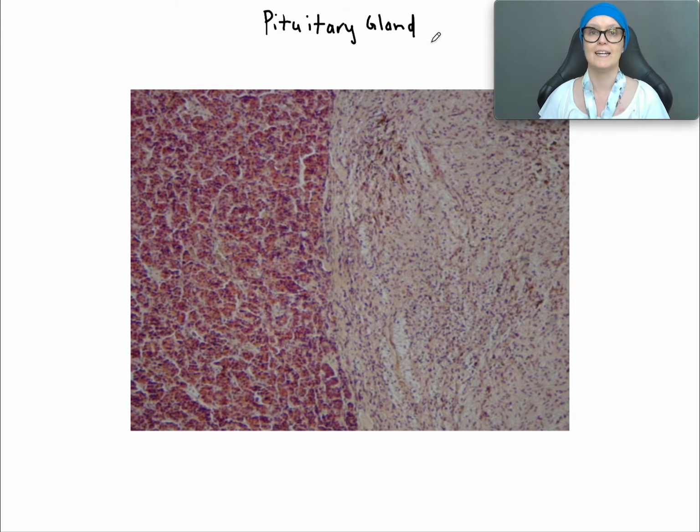The pituitary gland has two major parts. There's the anterior lobe and the posterior lobe. So let's start with this darker red side. What is this part of the pituitary gland? And let's use the Latin for lab. So the Latin term for the pituitary gland is the hypophysis.